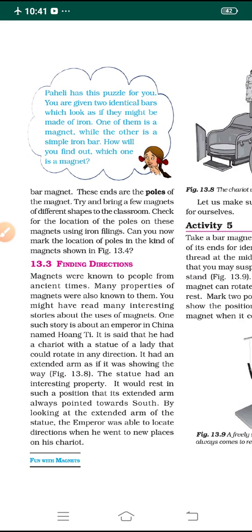You can even check the location of the poles on the magnets using iron filings. We can even find in which direction the magnet points. Let us understand this concept of finding direction in the next class.